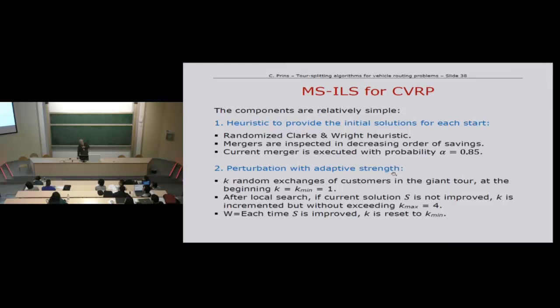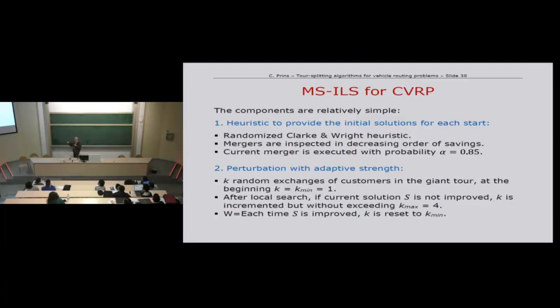For the perturbation, we used a little trick. We perform k random exchanges of customers in the giant tour, but the perturbation is adaptive. At the beginning, we do a minimum number of exchanges, only 1, so k min is equal to 1. At each iteration, each time we cannot improve the current best solution, we increase k progressively, but without exceeding k max equal to 4. So 4 exchanges.